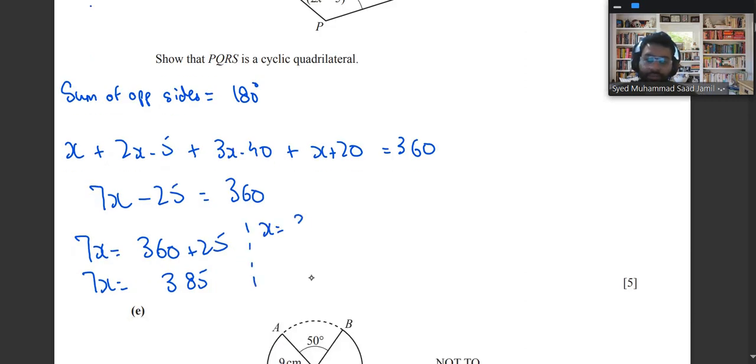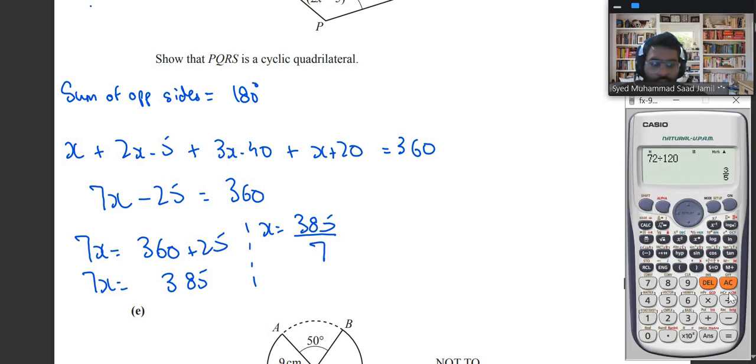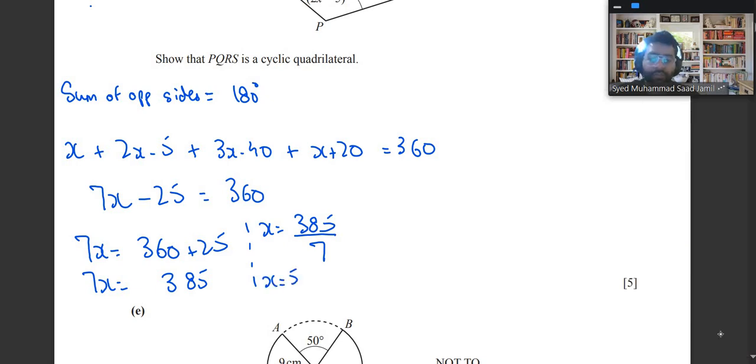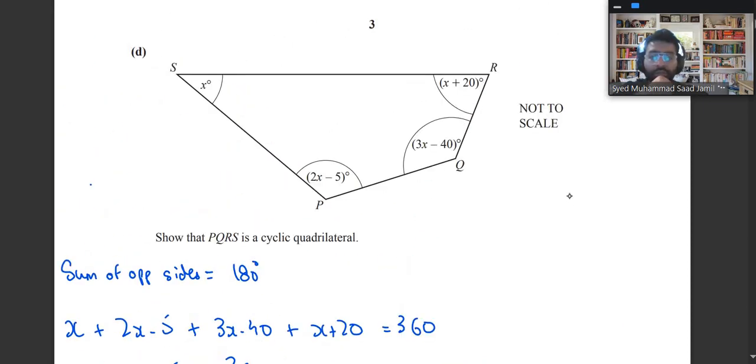x is equal to 385 divided by 7. 385 divided by 7, I get 55. So the value of x is 55. Now we can prove it. How? Look, the sum of these two opposite sides should be 180.